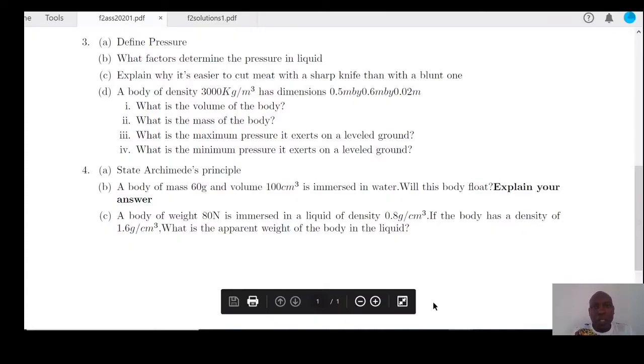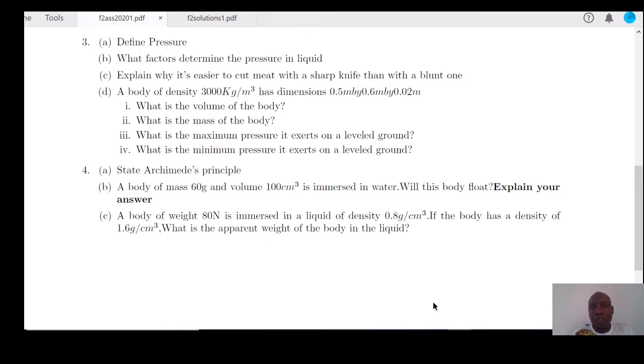The next question is telling us to define pressure. That is the first part. And the second part is telling us to give the factors that determine the pressure in liquids. And the third part is telling us to explain why it is easier to cut meat with a sharp knife than with a blunt one. And lastly, we are told a body of density 3000 kilograms per meter cubed has dimensions 0.5 meters by 0.6 meters by 0.02 meters.